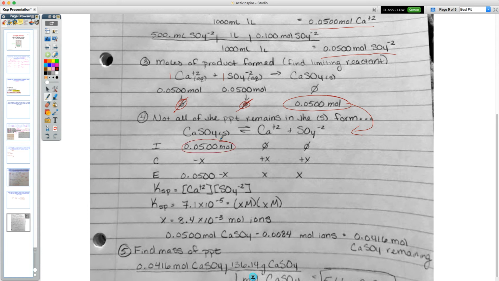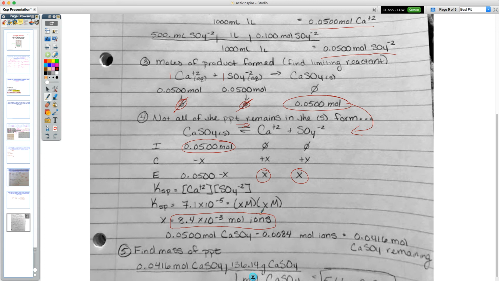Start with the number of moles that you had before. Because this is going to shift to the right, we're going to go minus X there, and we're going to have plus X here and plus X here. Our Ksp expression is calcium 2 plus times sulfate 2 minus. They gave us the Ksp, if you remember at the beginning I said what that was, and it's going to be X squared. Square root both sides, and this is what you get in terms of moles of ions.